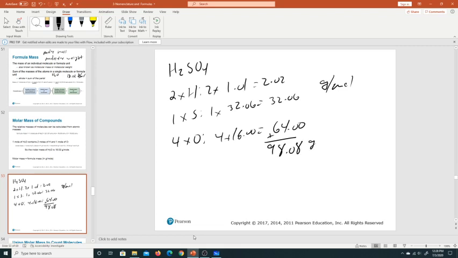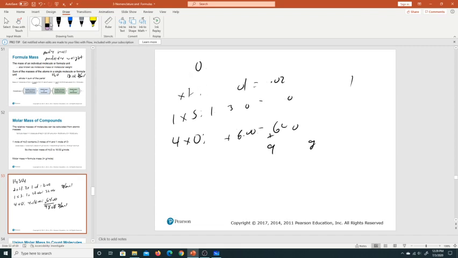98.08 grams per mole. So if I asked you on the test, what's the molecular weight or what's the molar mass or what's the formula mass, this is what I want you to do. So that's that example. Let's try something involving parentheses. Make sure you're okay with how to handle that.